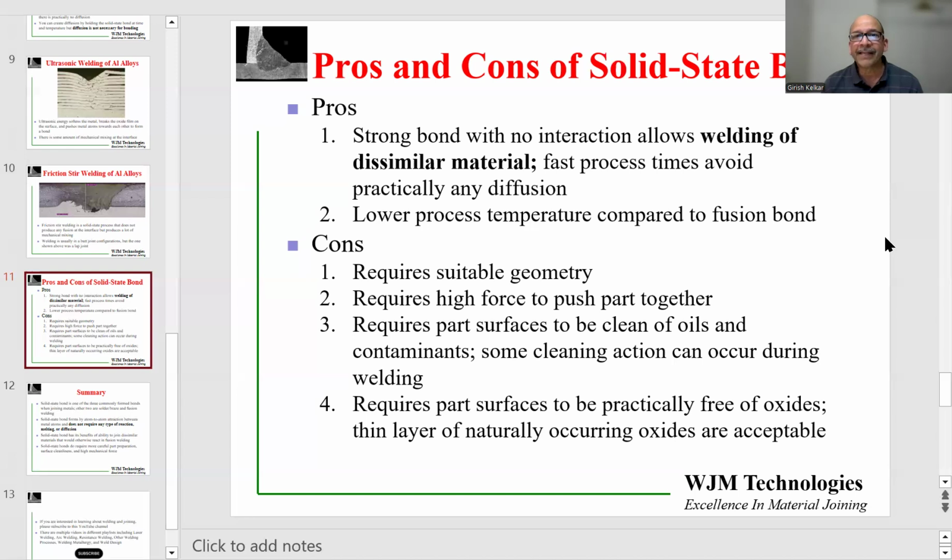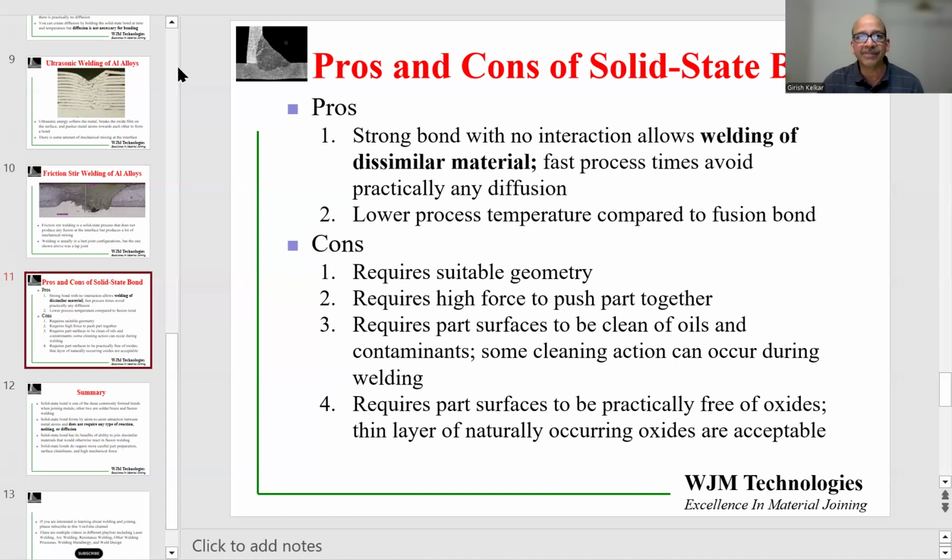And these processes, because they are very fast and at room temperature, or close to room temperature, let's say, do not produce a lot of heat, and they don't have enough time for diffusion. That is why this type of bond is excellent if you do not want the materials to mix.